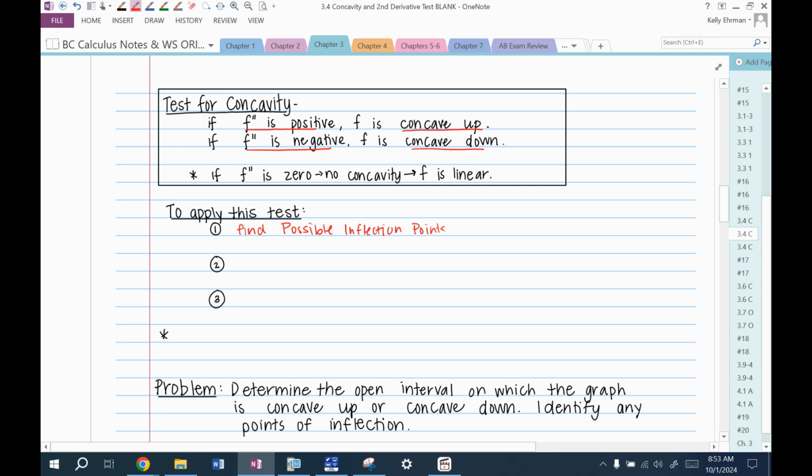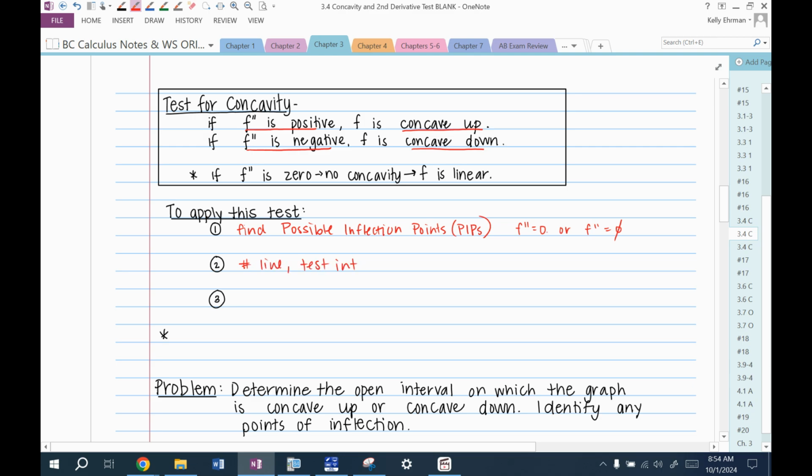We abbreviate those as PIPs. Find the PIPs, possible inflection points, kind of like critical numbers, but for the second derivative. And those occur where f double prime equals 0 or where f double prime is undefined. And then we need to put those PIPs on a number line and test intervals.